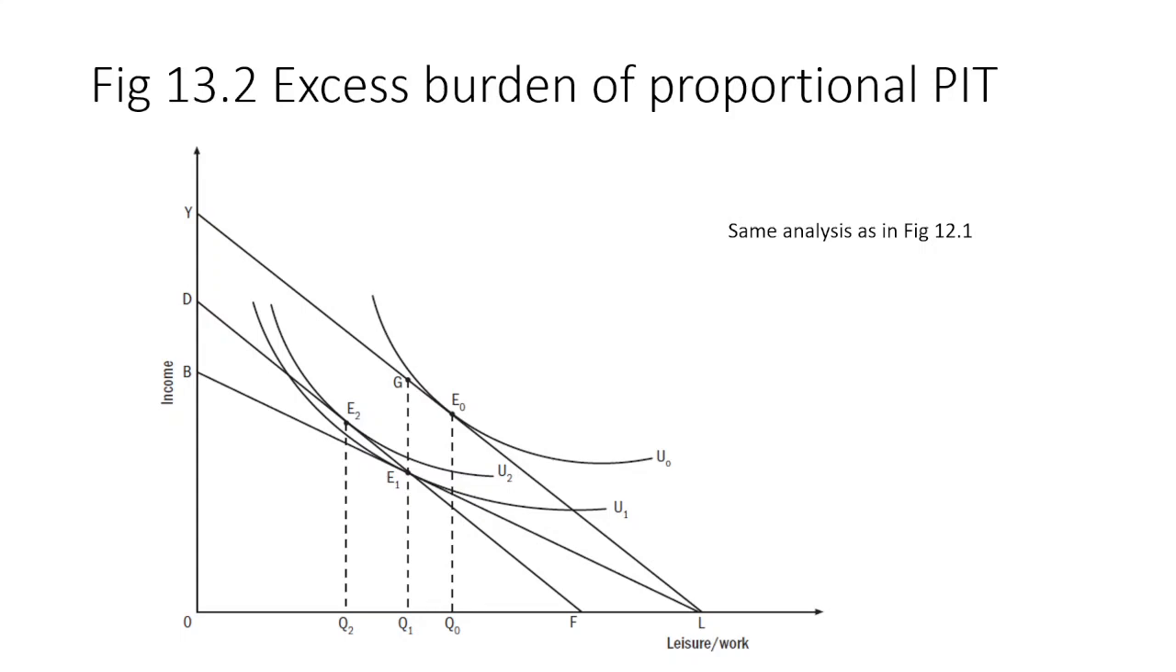It's the same analysis as in figure 12.1, so I'm not going through the analysis again, but it shows that the parallel shift is like a general tax, and the swivel from y to b is the proportional tax on personal income, and that's always worse than a general tax, which would have taken you from E0 to E2, but now it takes you further down, so there's a bigger excess burden or a bigger welfare loss if you have a selective tax on income.